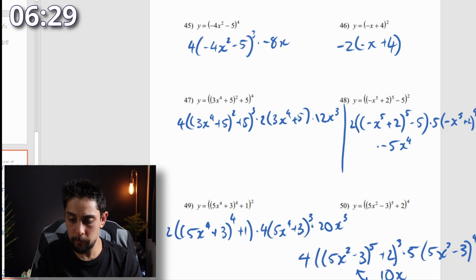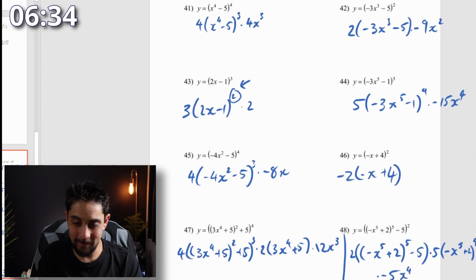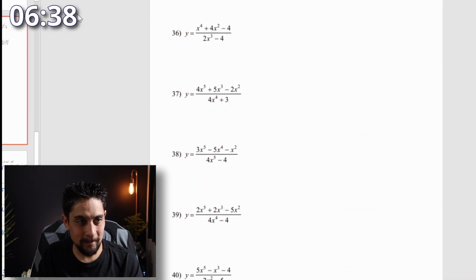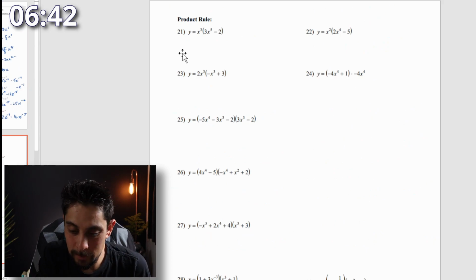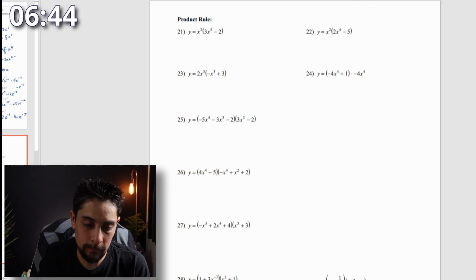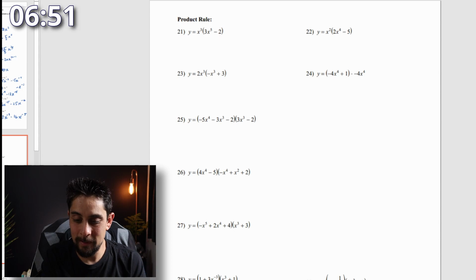We're halfway through. Where's my mouse gone? I can never find my mouse on this thing. I was going to scroll up until I get there. Oh, there's my mouse. Product rule. Okay, here we go. Where is it? It's in start inking, there it is, and pen.